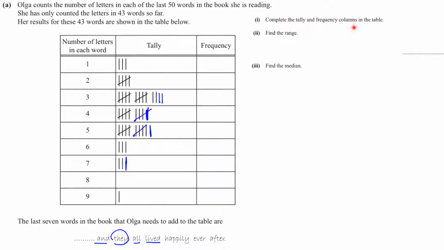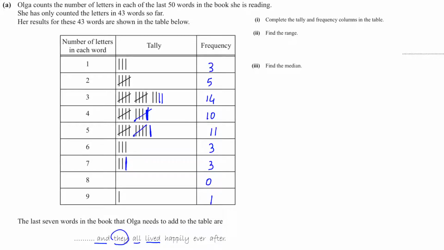We have to complete the tally and frequency columns in the table. The tally we completed. Now we have to write down the frequency. You will have 3, 5, 14, 10, 11, 3, 3 and 1. When you add all these numbers, they should equal 50 because that's the total number of words she counts the letters of. And we also need to write the 0 here because there are no 8-letter words.